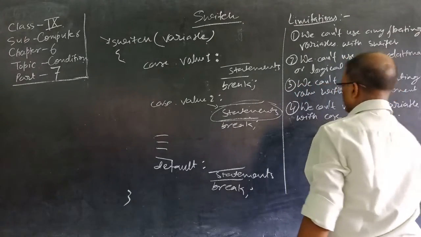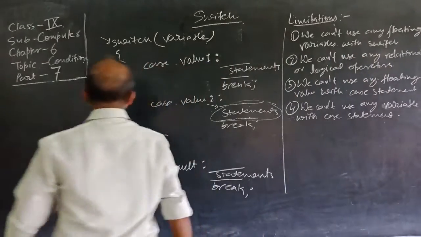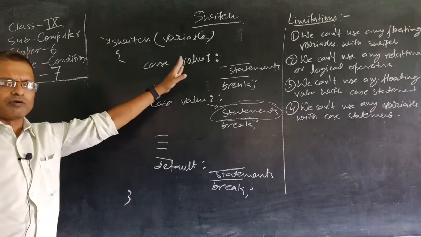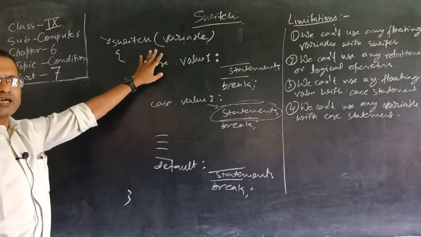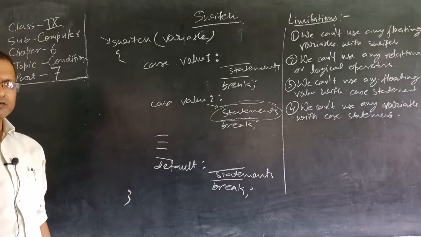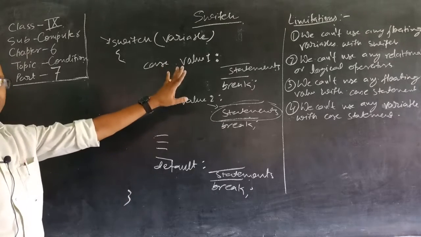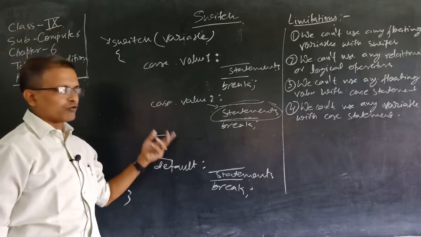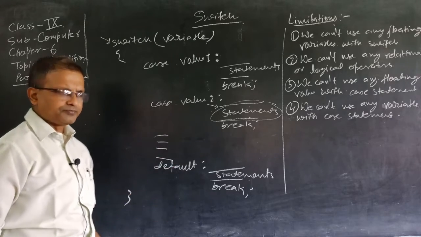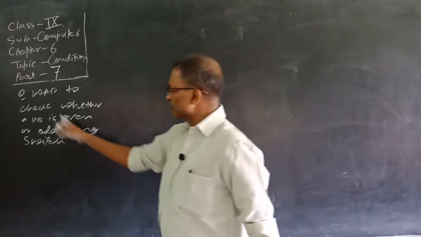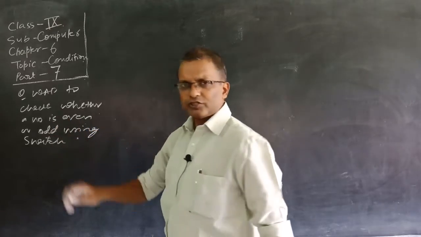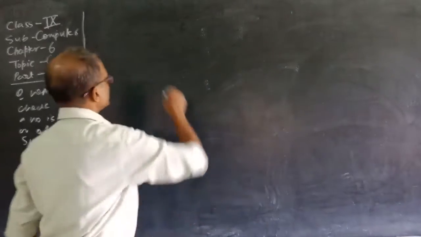Always remember, in place of the variable we can't use less than or equal to, greater than or equal to, double equal. This type of operators can't be used. Getting my point? So these limitations are very important while using the switch statement. Now let us see some programs based on switch. Here is the question. Write a program to check whether a number is even or odd using switch. So first of all we need a number.